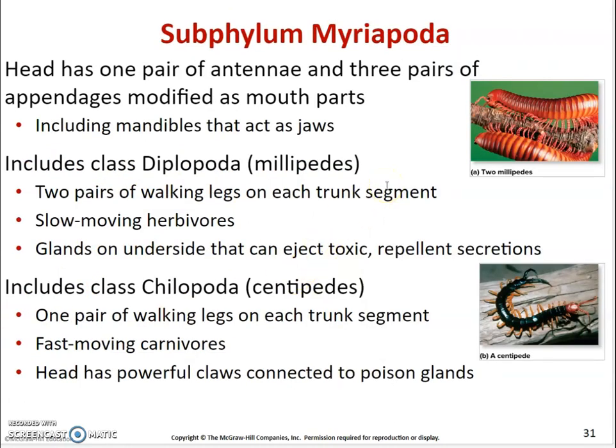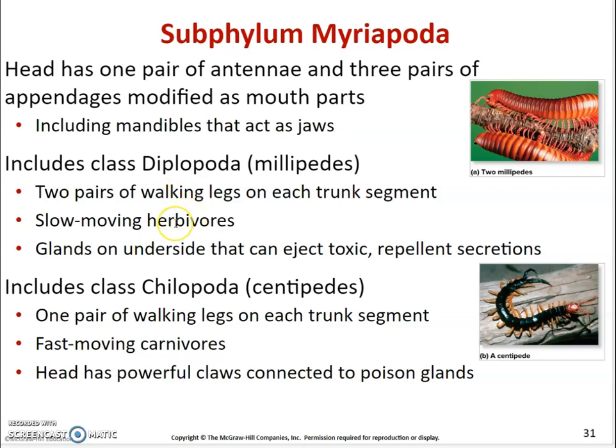And then we see the Myriapoda, which has a head and a pair of antennae, and then 3 pairs of appendages for mouth parts. And so they have almost mandibles that act as the jaw in the millipedes and centipedes. So the Diplopoda are millipedes. They have 2 pairs of walking legs on each segment. They're very slow moving, and they eat grasses and plants. And then they have glands on the underside of them that eject toxic secretions, and that's to get away from other insects and birds and things like that while they're trying to eat their plants.